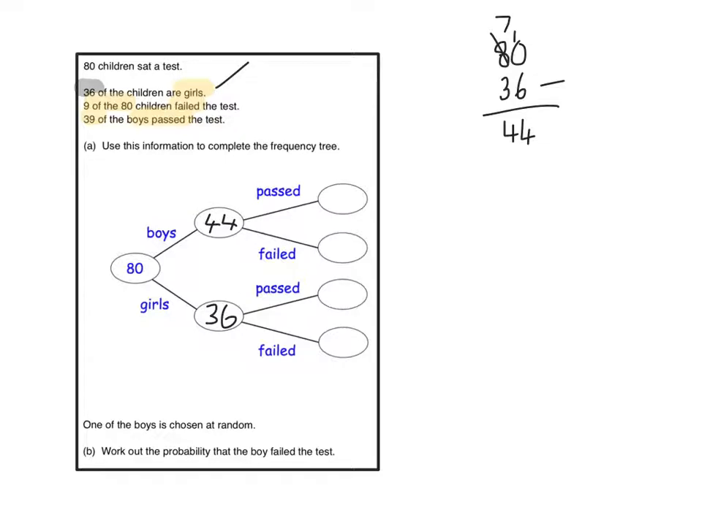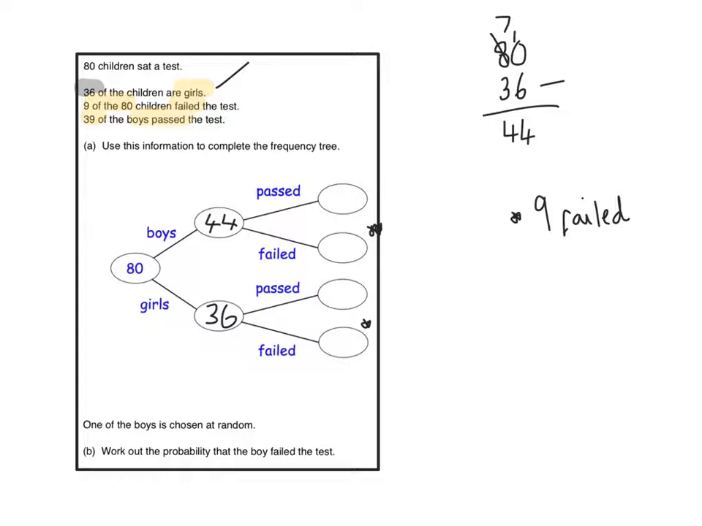9 of the 80 children failed the test. So let's just put a star here and a star here. 9 failed. So let's remember to use that information in a bit.